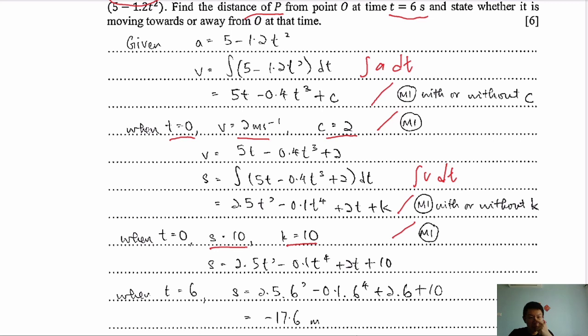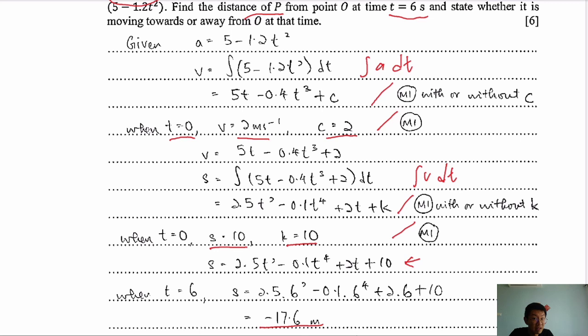Okay, so after that, we actually get the correct expression for the displacement. The displacement is given by this expression, and we are supposed to find when time is equal to t equals 6 seconds. So what is the distance from point O? We just have to substitute this t into the displacement, the s. When we substitute that in, we get negative 17.6 meter.